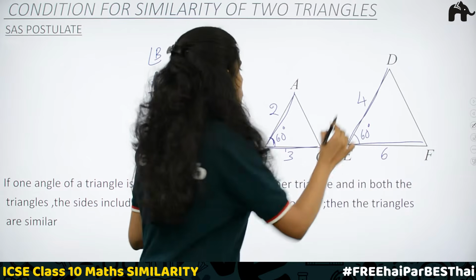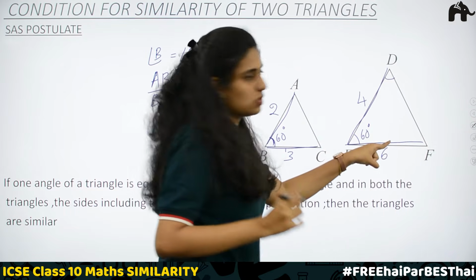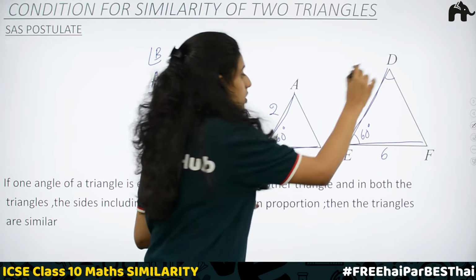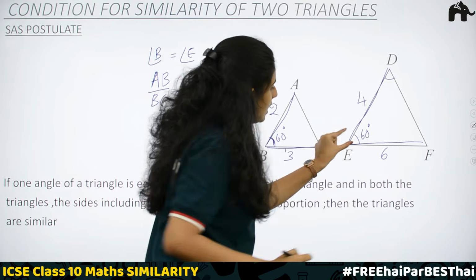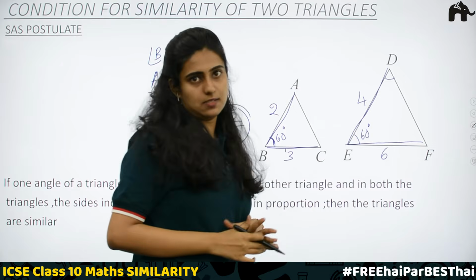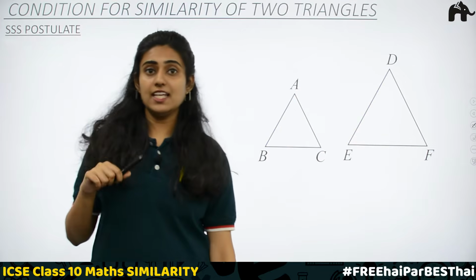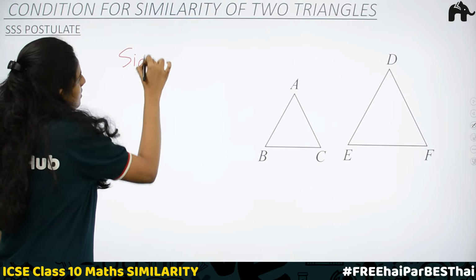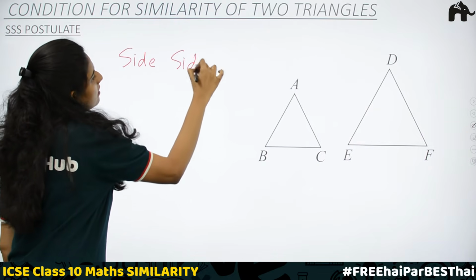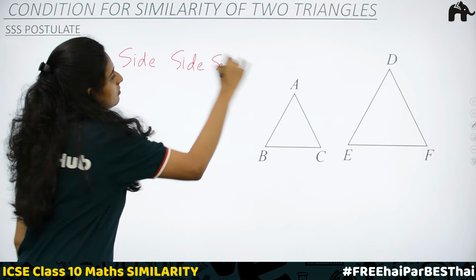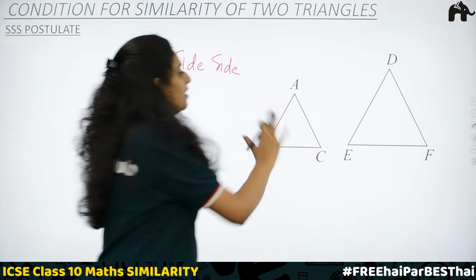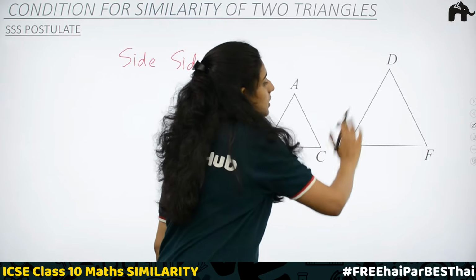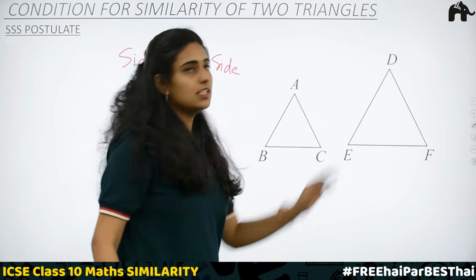You cannot choose this angle and these two sides. Okay, then you cannot use the SAS postulate. You can only use the angle that lies between the two sides. Clear? Second is the SSS postulate. S for side, side, side. Which means all the three sides should be in proportion with the sides of the other triangle.